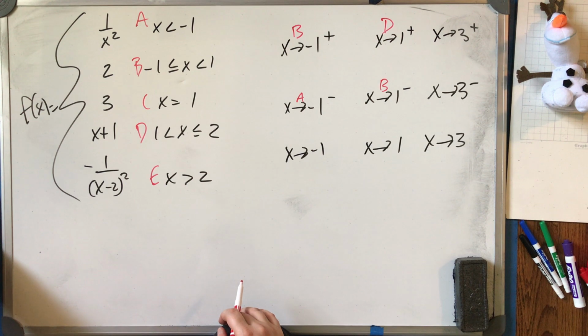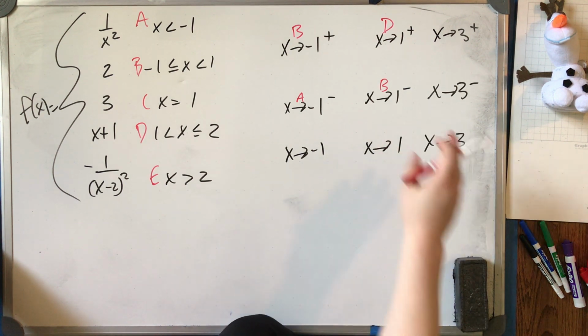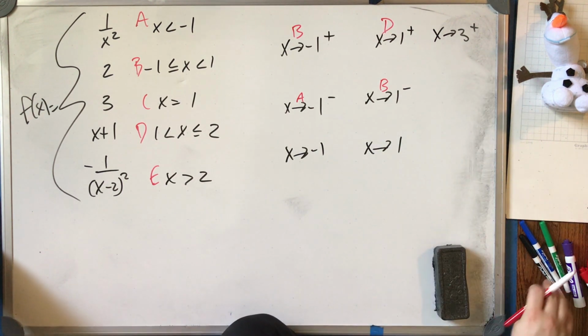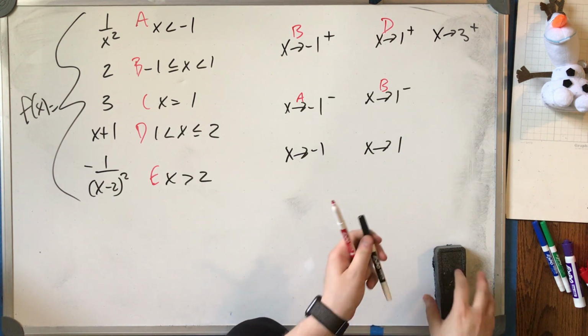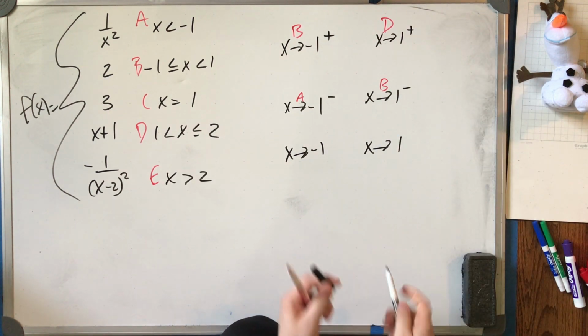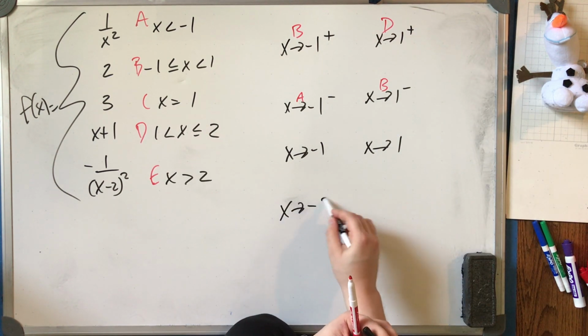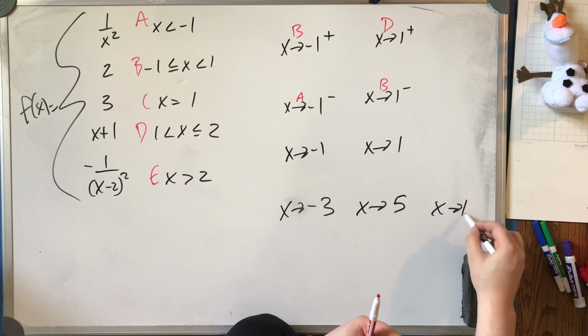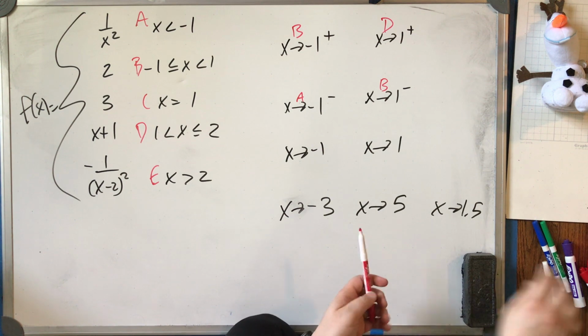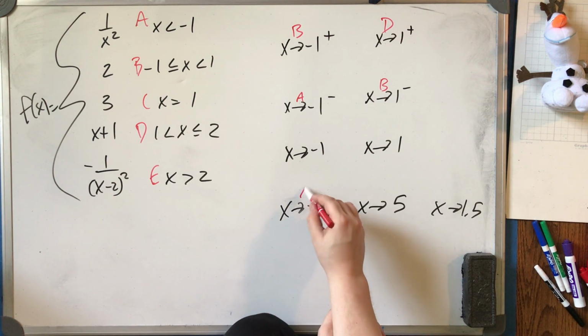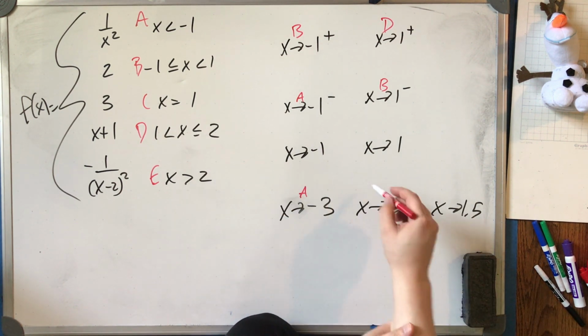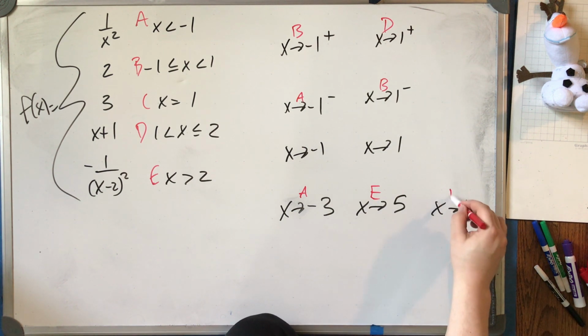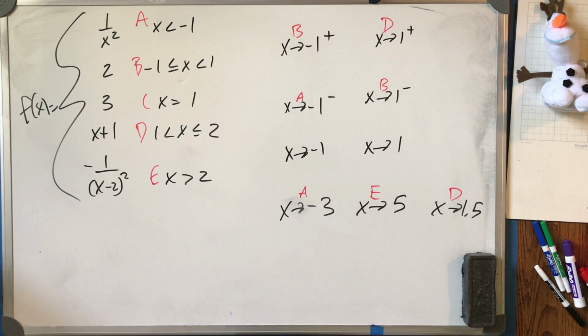And then what's going on with these ones? I didn't write them correctly. My bad. I'm just going to write them way down here. We have x approaches negative 3, x approaches 5, and x approaching 1.5. Negative 3 is very firmly in A. 5 is in E. And 1.5 is in D. So let's just separate those things out real quick.